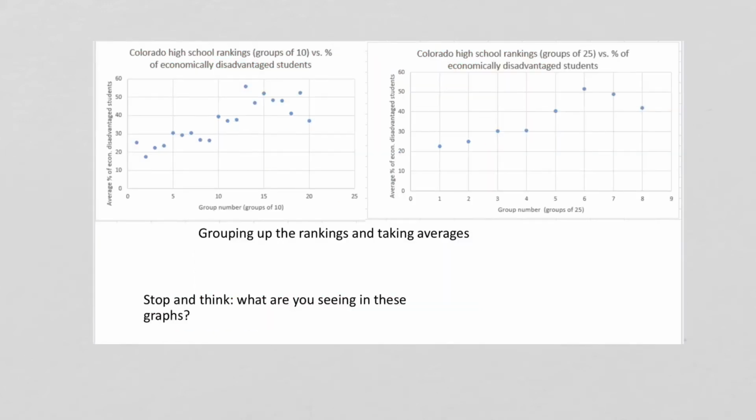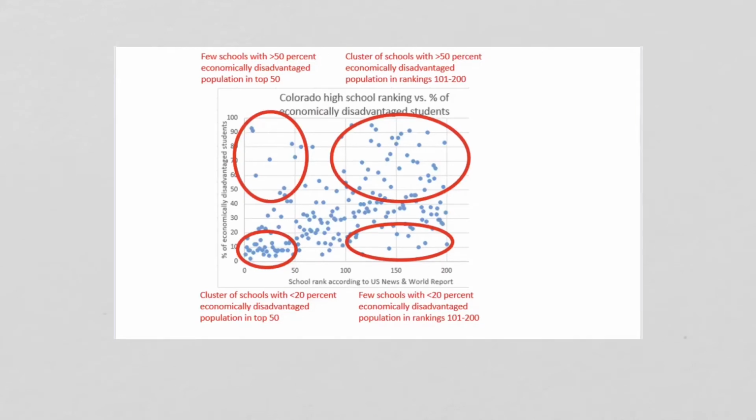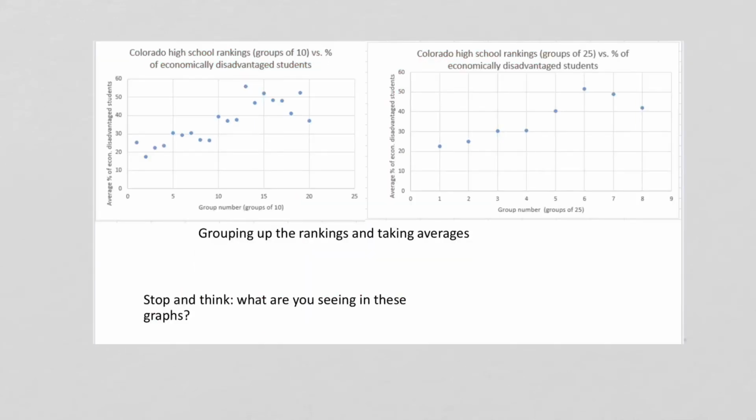Another thing we can do with data, since there was so much data here, exactly 200 schools, is put them in groups. I made groups of 10, so each dot represents a group of 10. This is the top 10 schools, this is 11 through 20, this is 21 through 30, this is ranked 31 through 40. I split up the 200 schools into groups of 10, and then I averaged out their percentage of economically disadvantaged students. Again, you can see that upward trend.